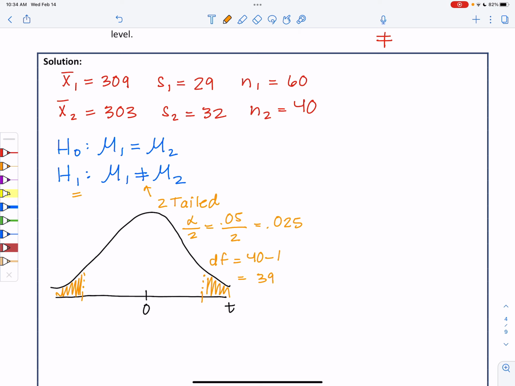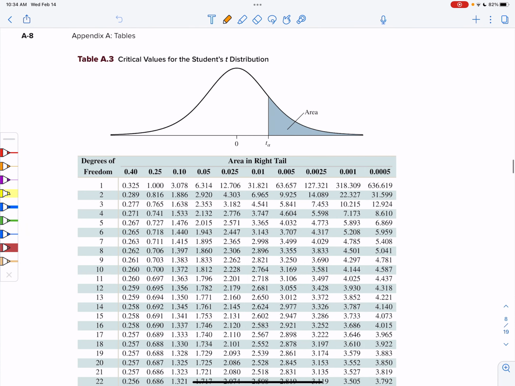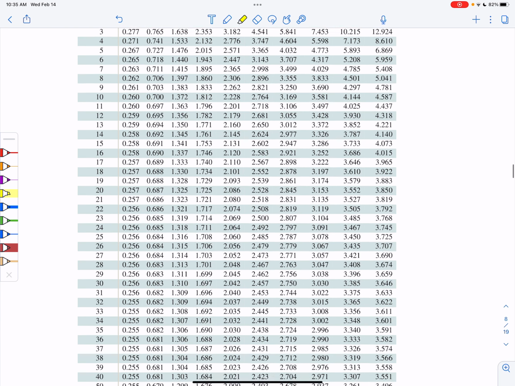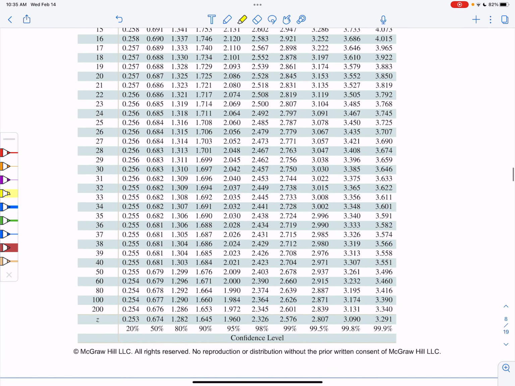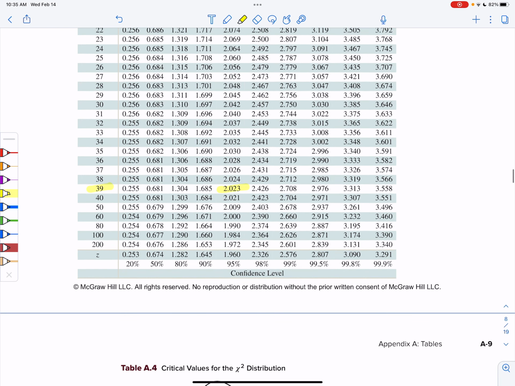Now at this point, you can go to your T calculator if you want to use the one in the ALEKS calculator, or you can pull your T distribution table. All right, so I've got my T distribution table here. I'm using alpha over 2, which was 0.025. And I am looking for 39 degrees of freedom. That lets me know the critical value for this test is 2.023.